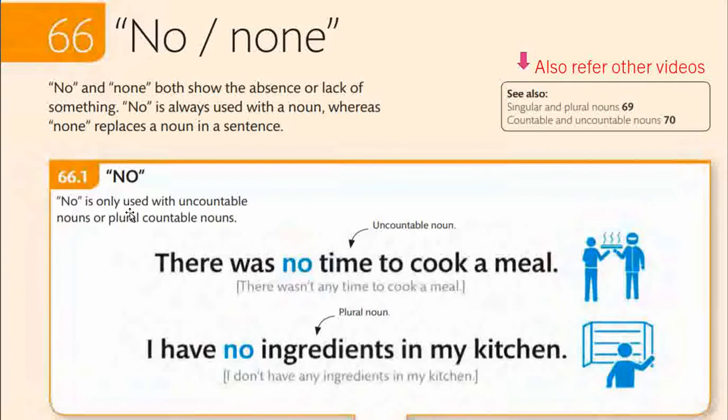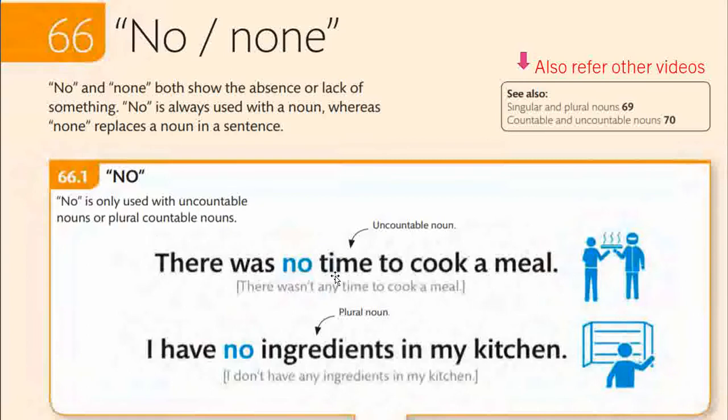And no is also used with plural countable nouns. Plural countable nouns means books. I have no books. Tables. I have no tables. So that is how the word no is used. Let us see the examples to establish these two pointers.